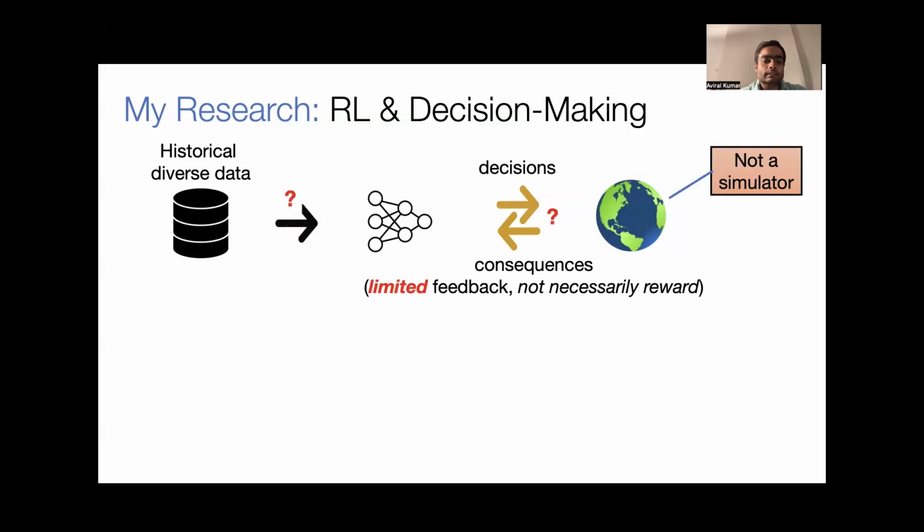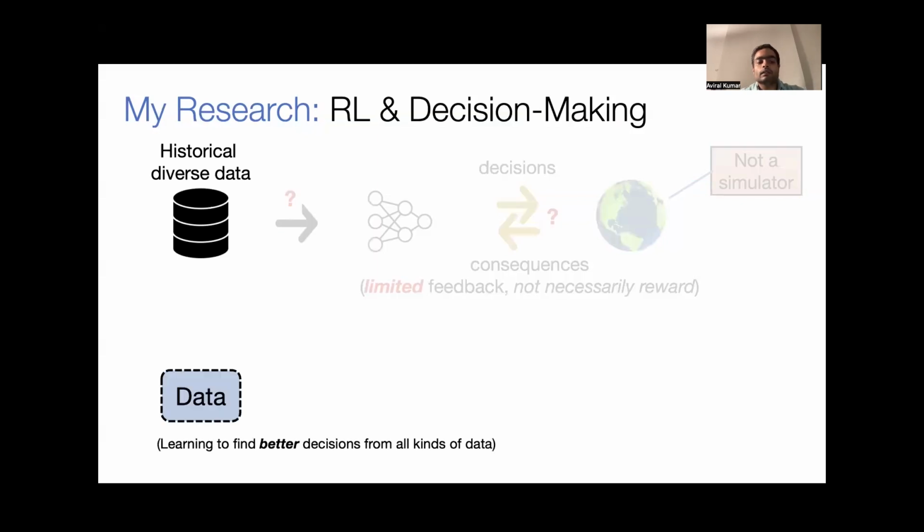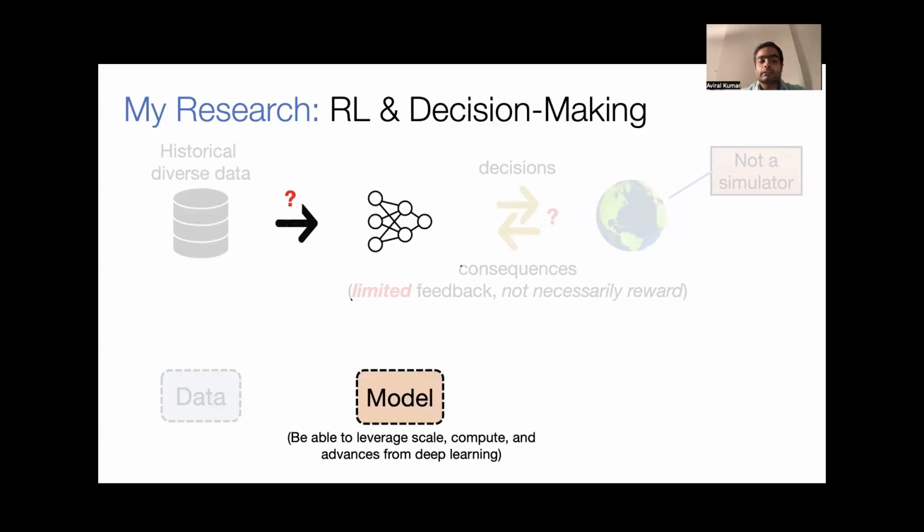So the first axis is the axis of data. How can we use offline or historical data sets to train policies that can do better than this data? So how can we do better than simply mimicking what we saw in the data or simply imitating what we saw in the data?